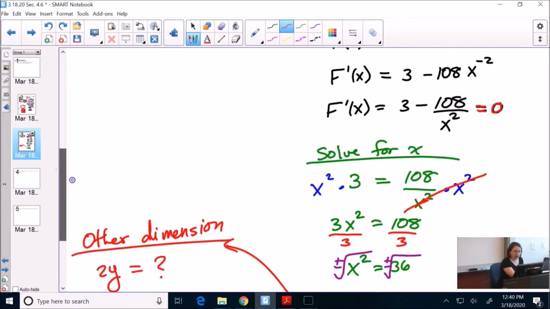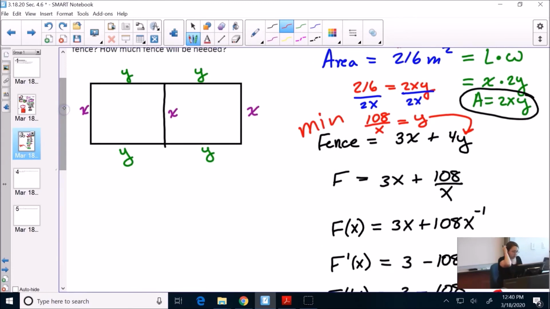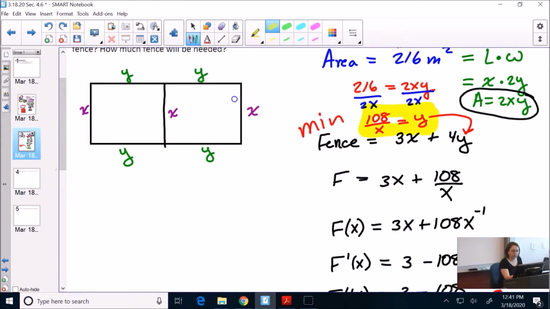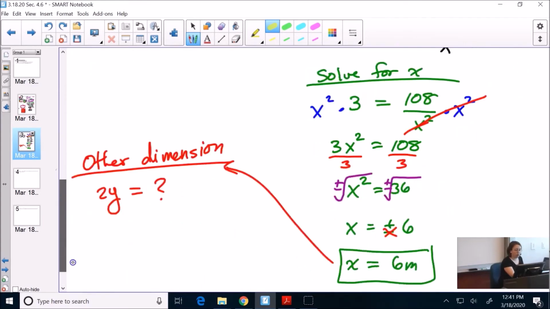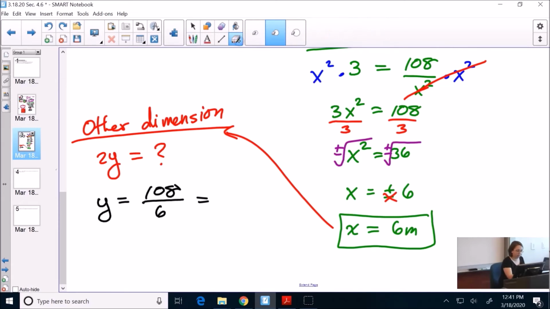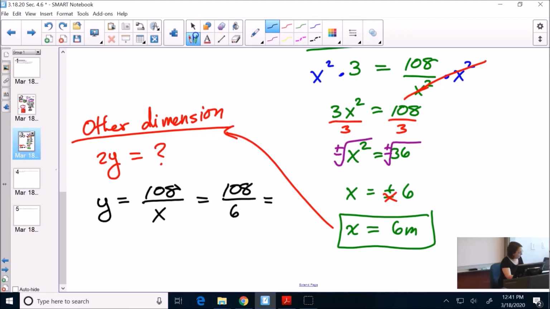So let's go back. How did we relate x and y to each other? There it is. Highlight it. So this right here is the relationship between x and y. To find y, plug in the x you just found. So y is 108 divided by x. I did plug my x in, and we show the steps. So 108 divided by x. In our case, that's 108 divided by 6.